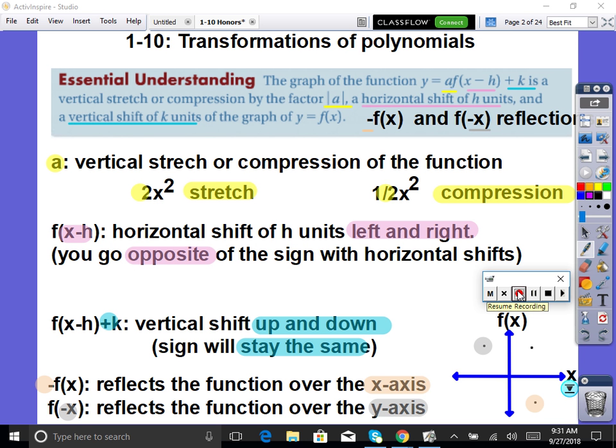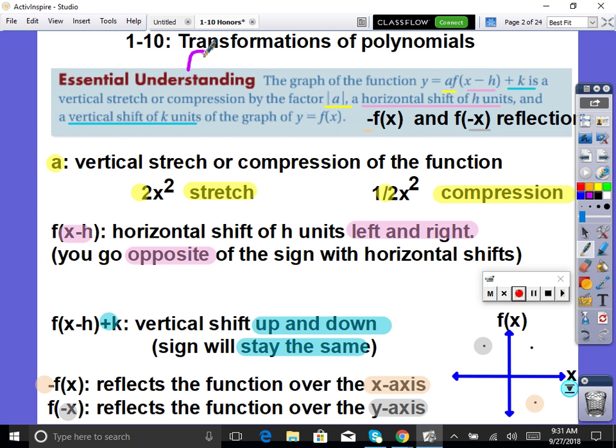Once I know how to transform a quadratic, I know how to transform everything. Once I know how to transform a cubic, I know how to transform anything, because transformations for all functions work the exact same way. So it says the graph of a function y equals a times f of x minus h plus k is a vertical... It starts going off about the transformation. So I'm going to start here, okay?